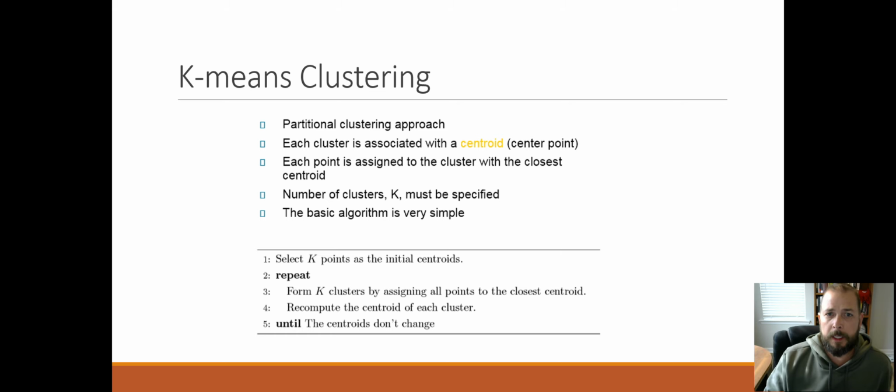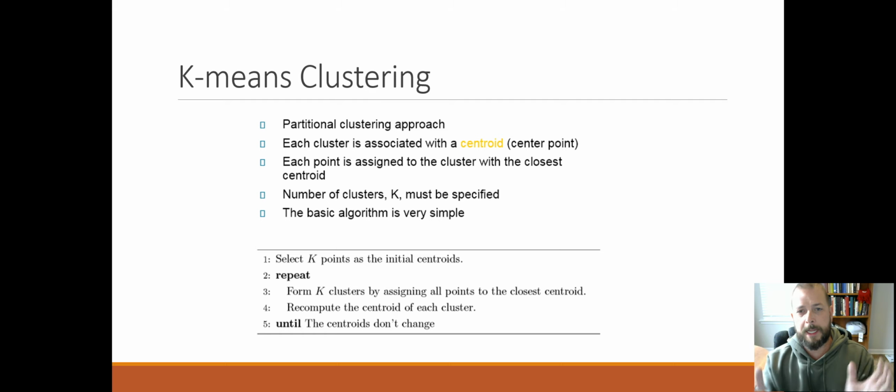So in k-means clustering, each cluster is associated with a particular centroid, and that's another term you should be familiar with. A centroid is nothing more than a center point, and the center point is usually a mean of the data points that are surrounding it in some way. Each point within that cluster is assigned to a centroid, which is going to be the closest one to it.